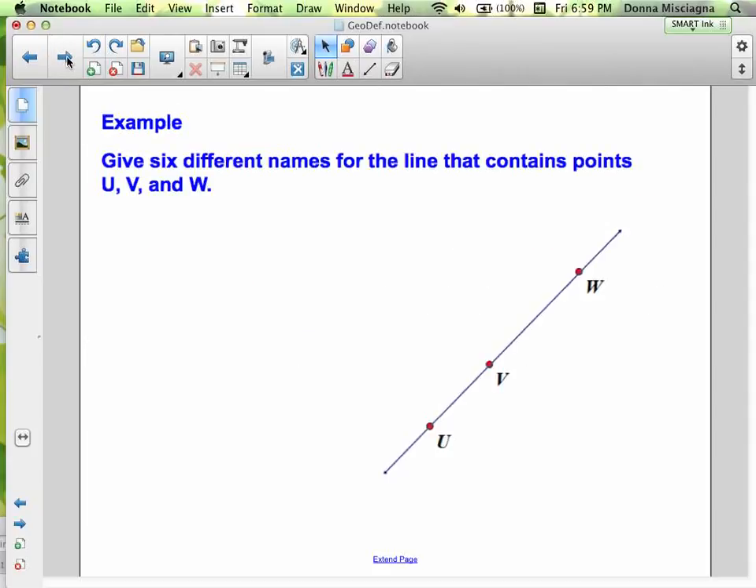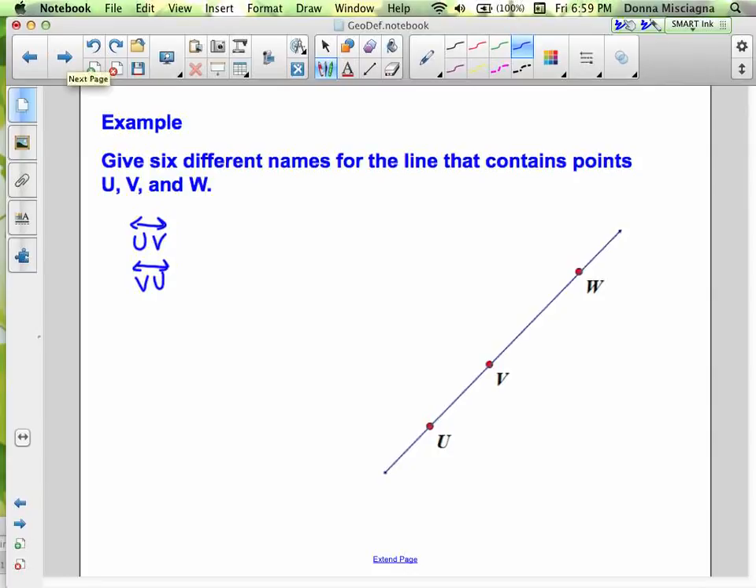So here we have a problem. We want to find 6 different names for the line that contains points U, V, and W. When we're naming a line, we use any 2 points on the line, and the order doesn't matter. So I can call this line UV, and I put the arrow above. Or I could call this line VU.